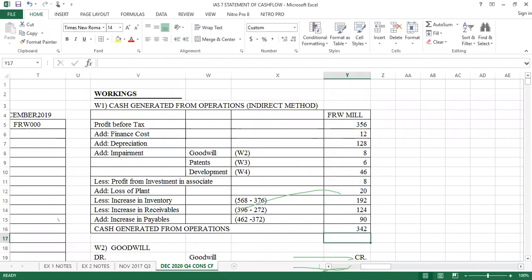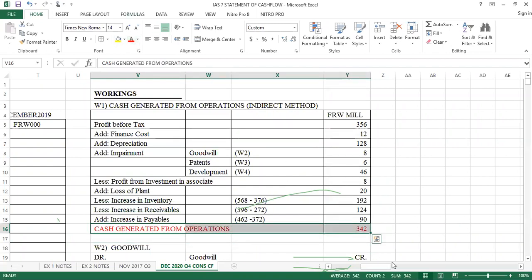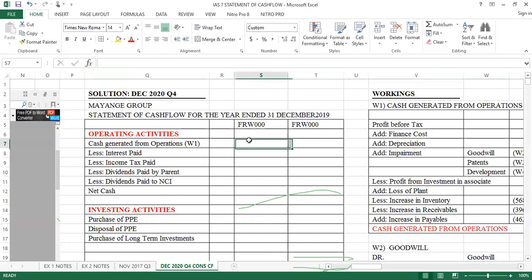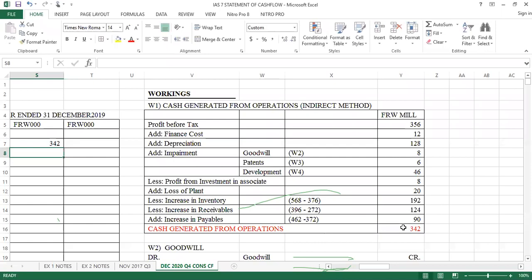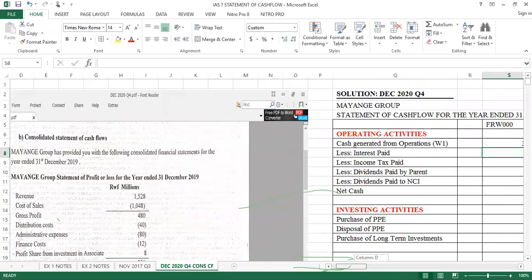342. So the person who asked me that question: you start with profit, but you end with cash generated from operations, and that is what you take to your workings. So working one is 342. We are done with working 1.